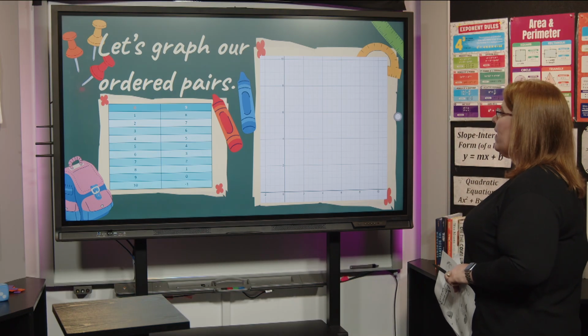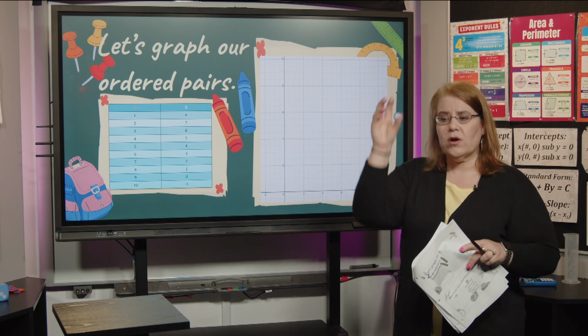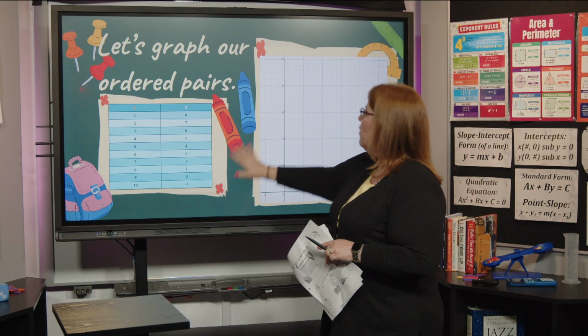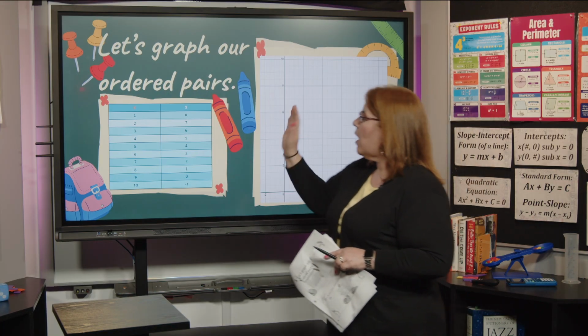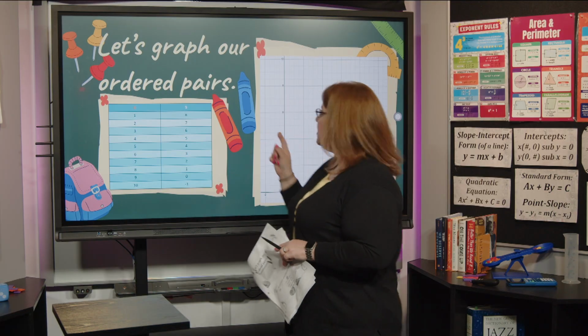Let's graph our ordered pairs. So on your paper, make sure that you have some graph paper or just draw a graph and the ordered pairs that we came up with. Let's go ahead and write these. Now, on my new table, I put 10 and negative 1. So let's go ahead and do this.